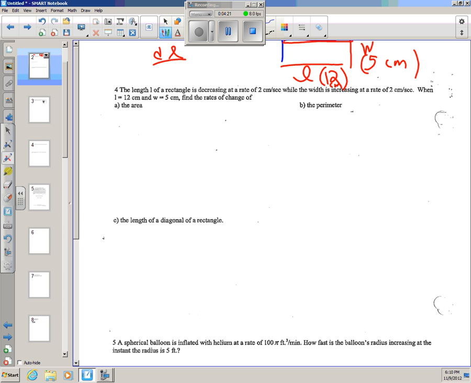dL/dt, I'm going to write as negative 2 centimeters per second. This is a negative rate of change because the length is decreasing. For dW/dt, I'm going to put positive 2 centimeters per second. We have a positive rate of change. The width is increasing by 2 centimeters each second.